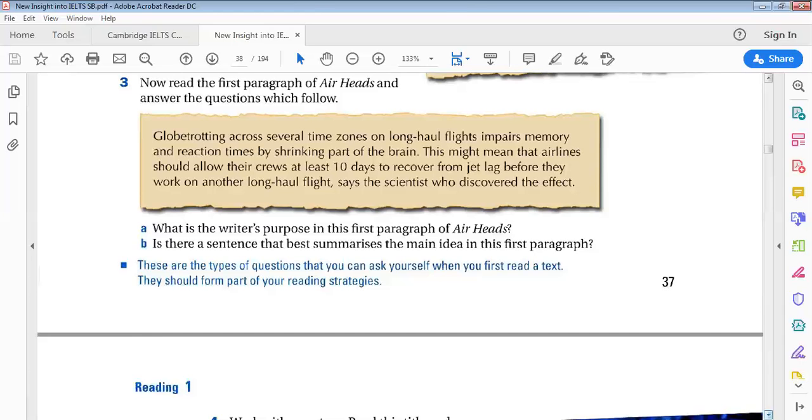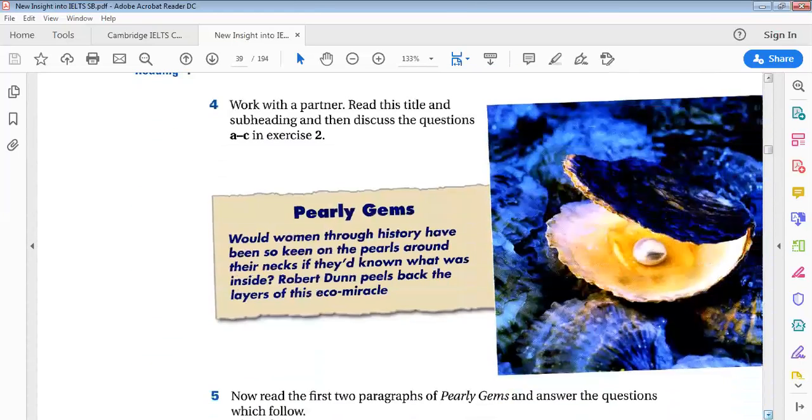Go to the next page. Work with a partner, read this title and subheading, then discuss the questions A to C in exercise 2. A to C is: what will the article be about, what kind of person would be interested in this article, what would you expect to read in the first paragraph. Religions, women through history have been so keen on the pearls around their neck, if they had known what was inside. Robert Turney peels back the layers of.